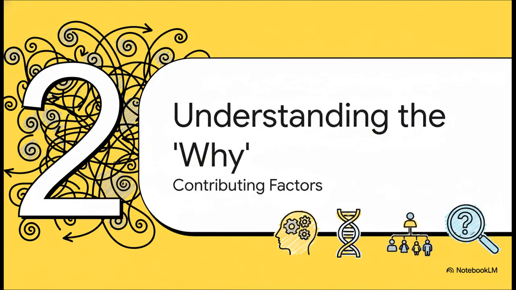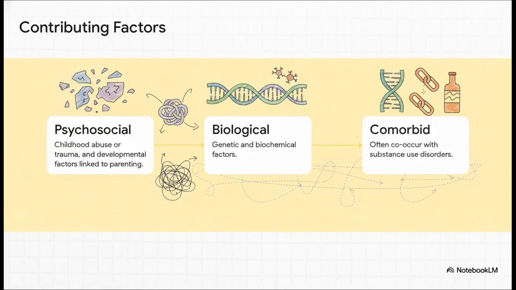Where does all this come from? How do these deep, unbending patterns even form in the first place? Well, the research points to a pretty complex mix of things. And the answer is, well, it's complicated. It's almost never just one thing. There's a huge psychosocial element. Things like childhood trauma or abuse can play a massive role. Then you have biology. Genetics can make someone more vulnerable. And on top of that, these disorders often show up alongside other issues like substance use.